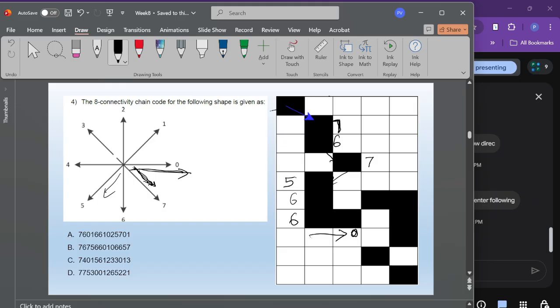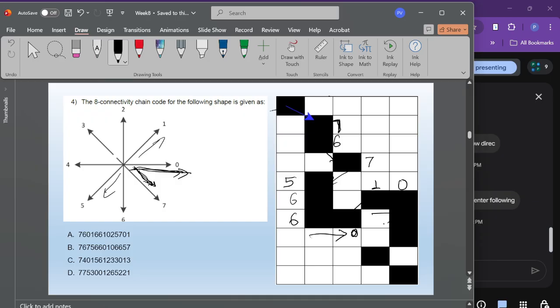Now again, this direction has moved in this one, right? What is represented by that direction? That is 1. So here it is 1. And again it is straight. Here it is straight. So again it would be 0, because in this direction it is a 0.